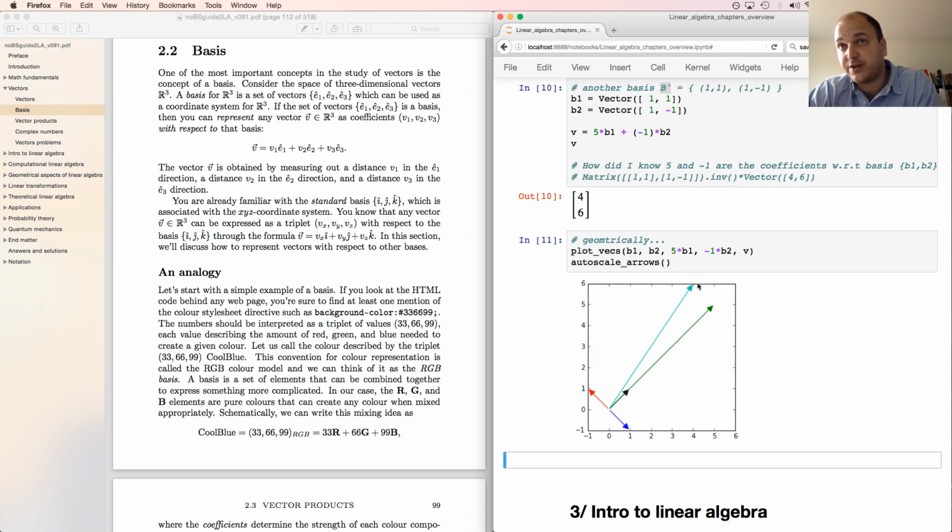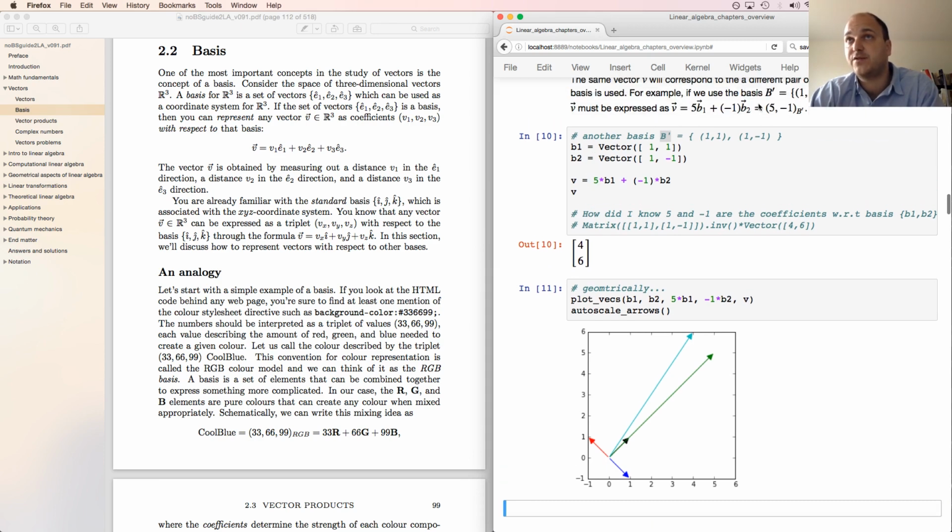And the same vector here, the turquoise one, to get to this point, in terms of these directions, I would have to go 5 steps in the b1 direction. And instead of going in the b2 direction, I go minus 1 in the b2 direction. And then the combination of these vectors is this turquoise vector. So the coefficients, to describe the same vector, I would have to describe it as the pair 5, minus 1 with respect to this basis.